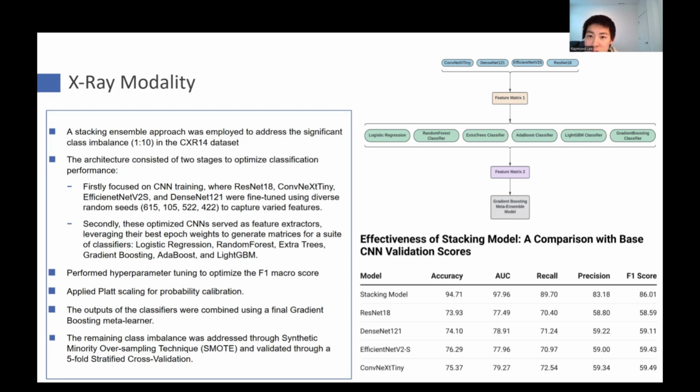For the second stage, these features were fed into classifiers: logistic regression, random forest, extra trees classifier, gradient boosting, AdaBoost, and light gradient boosting. Each was optimized independently for F1 macro score, and the final gradient boosting meta-learner would combine everything, utilizing SMOTE to address class imbalance and Platt scaling for probability calibration.